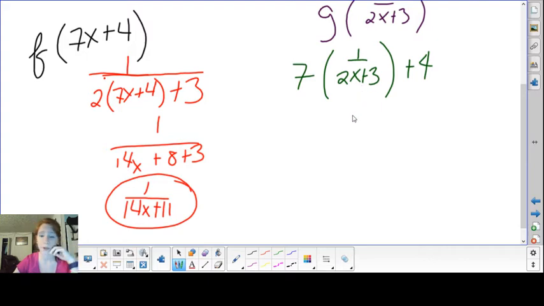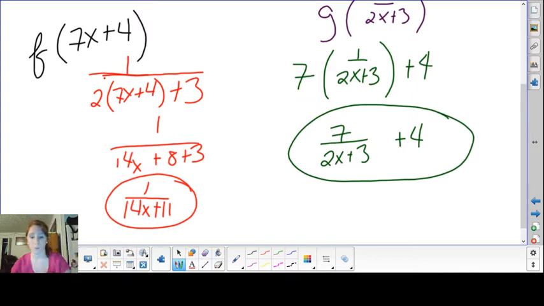7, 2, and 3 don't have anything in common, so I'm just going to go ahead and multiply on top. Because a whole number times a fraction is just the whole number times the top. And we're not going to worry about getting common denominators here. So I have 7 over 2x plus 3 plus 4.